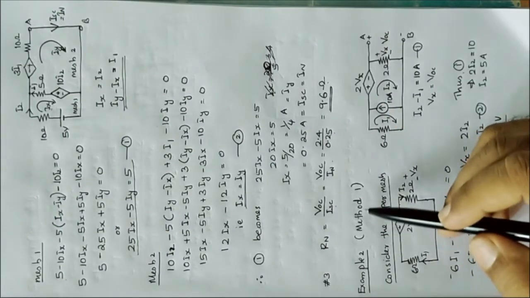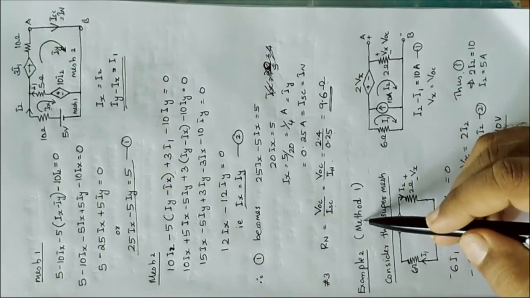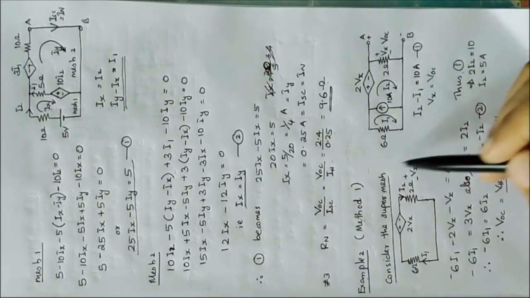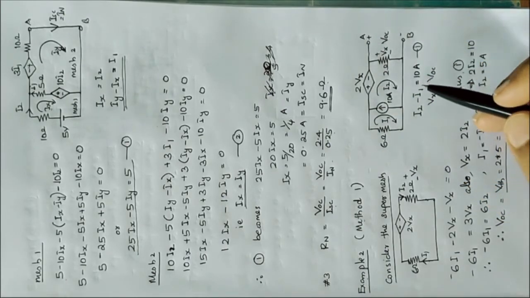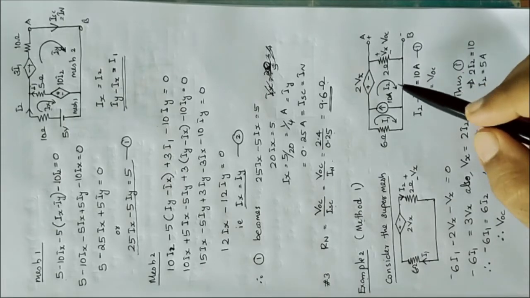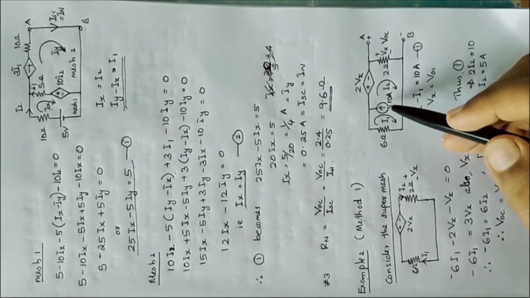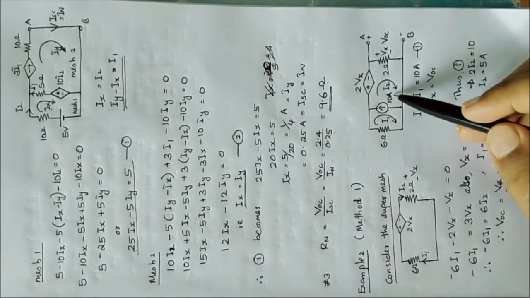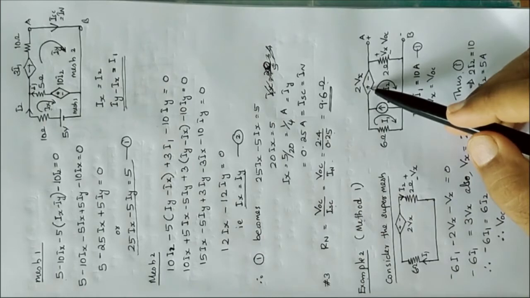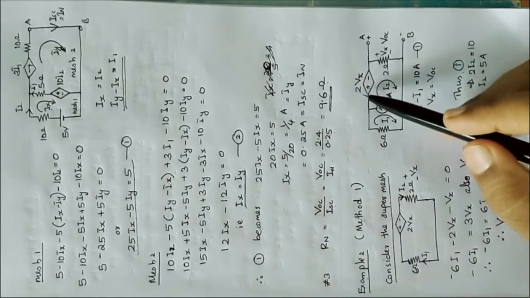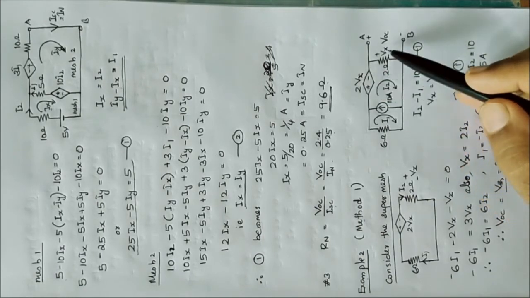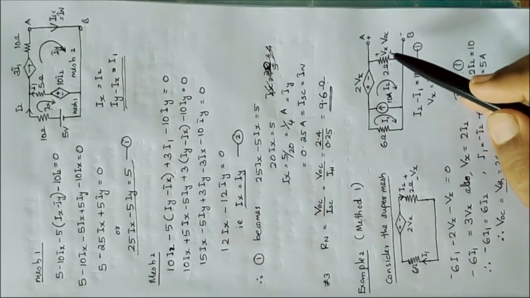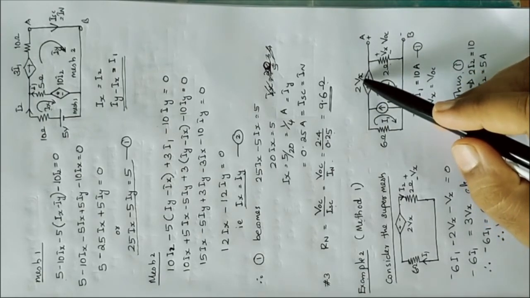Now let's go through another example in method 1. This is the problem. In this problem, we need to find Rn, that is, the Norton equivalent resistance. There is one dependent and one independent source. The independent source is 10 ampere, a current source. This is a controllable voltage source. The value of this voltage source is controlled by the voltage drop across the 2 ohm resistor. So it is a voltage controlled voltage source.